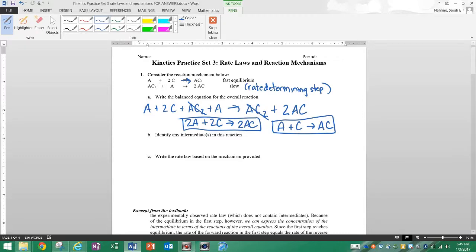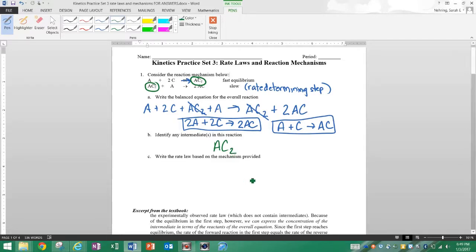Intermediates in this reaction are the things that are made in an early step and then used up in a later step, and they are neither reactants nor products in the overall reaction. So the thing that fits this definition in this scenario is AC2. It is an intermediate. So it's not a reactant, not a product. It's something that gets made early on, then used up right away.